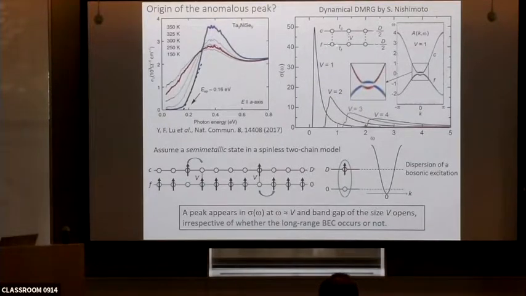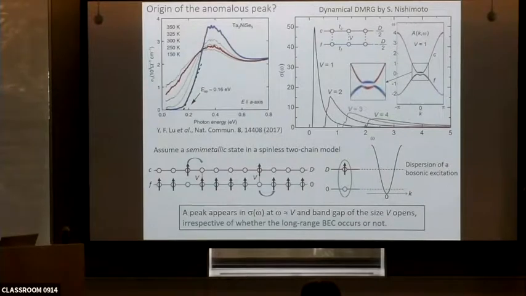This is the model: nickel F band, two-chain model, nickel F band and tantalum C band, and the level separation is D. We introduce the interside Coulomb interaction and make use of the dynamical density matrix normalization method. We obtain this sigma of omega, the optical conductivity, and think about the excitation spectrum.